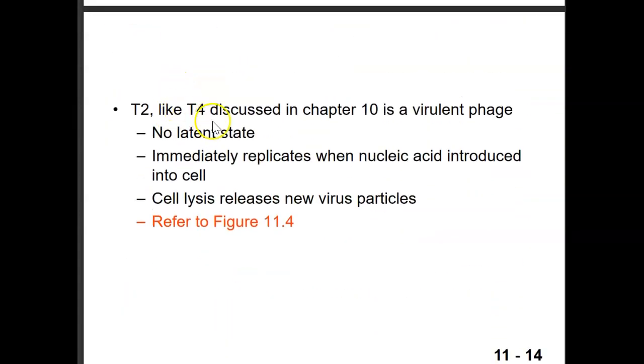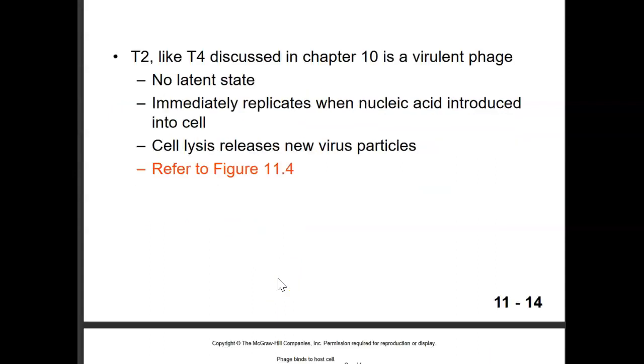So T2 and another phage called T4, we're going to talk a lot about this. We talked a lot about this in chapter 10. T2 is a virulent phage. It doesn't have a latent state. It immediately replicates when it injects its nucleic acid inside of a cell. It starts copying itself right away, and the cell bursts open, releasing new virus particles, new T2 phage.